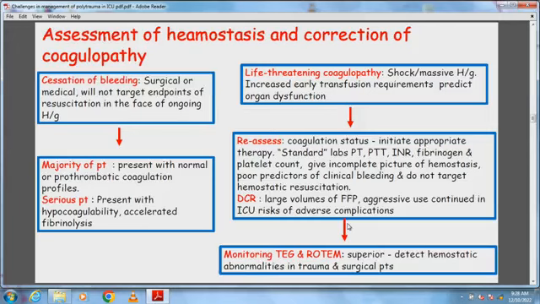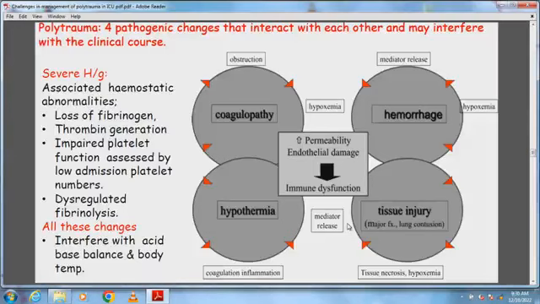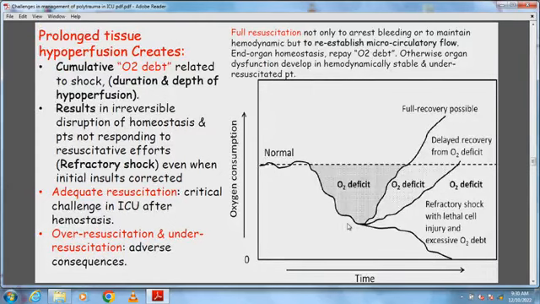So most of the studies recommend the use of TEG and ROTEM. Hemostatic abnormalities include loss of fibrinogen, impaired thrombin generation, impaired platelet function, and dysregulated fibrinolysis. All these changes can lead to acid-base disturbances and also hypothermia. So prolonged hypoperfusion increases oxygen debt, which is related to the duration and depth of hypoperfusion. It can lead to refractory shock as well.